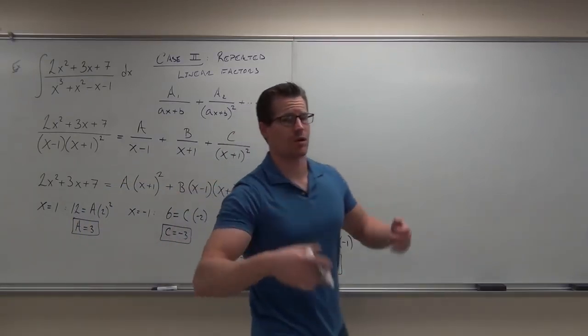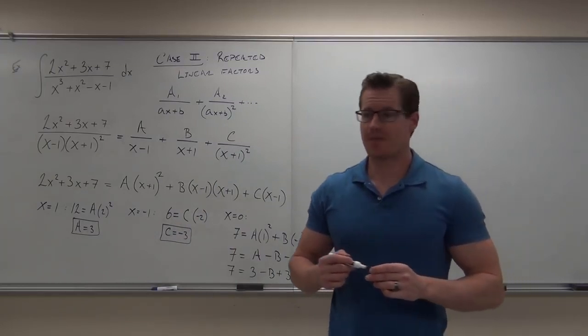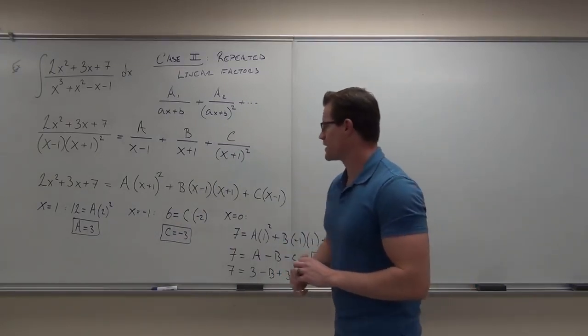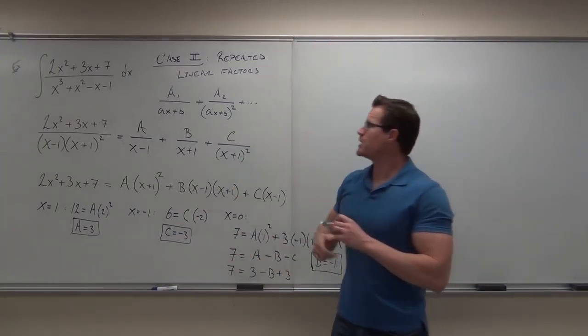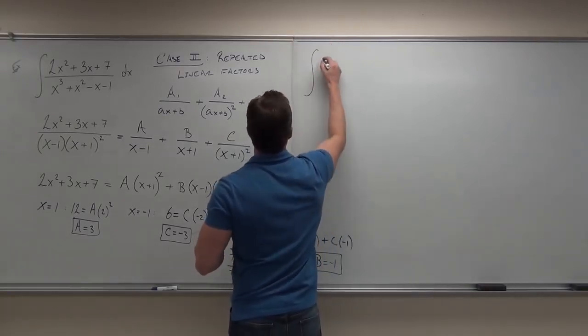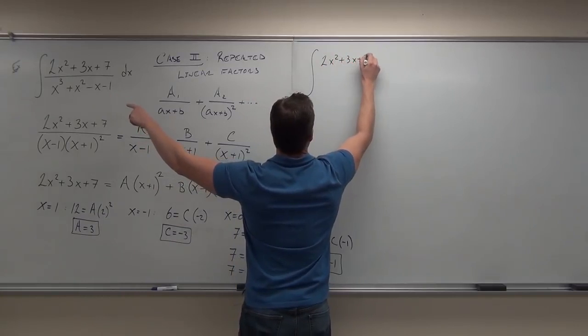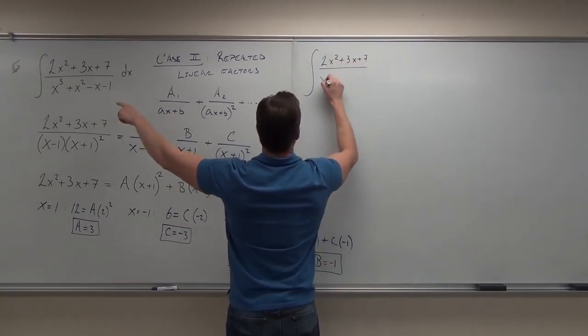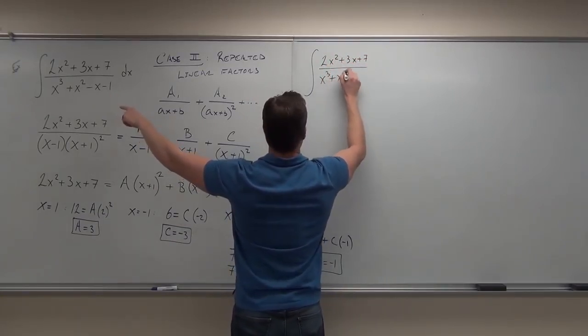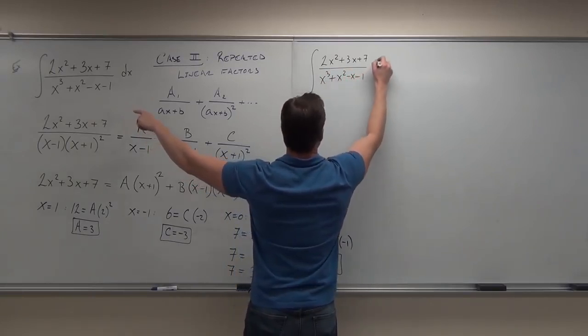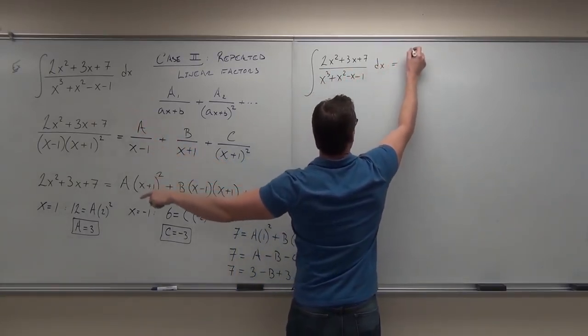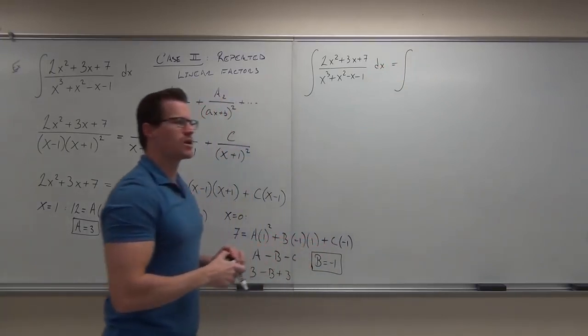Okay, honestly, that's the hard part, finding out the a, b, and the c. At this point, hey, we're ready to split this thing up. Show of hands, feel okay with this so far? So what we know is that our original integral of 2x squared plus 3x plus 7 over x to the 3rd plus x squared minus x minus 1 dx is now equal to a brand new integral. Let's put this thing all together.